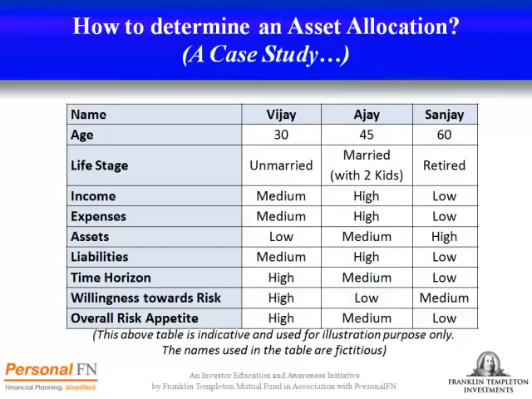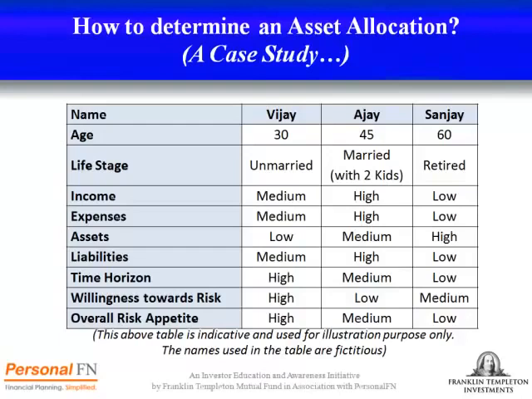Vijay is a 30-year-old unmarried individual, while Ajay is a 45-year-old married person with 2 kids, while Sanjay is a 60-year-old retired individual. Since Vijay is young and has just started earning a few years back, he has only a few assets, but his time horizon is around 20 to 30 years, so his overall risk-taking capability is high. Ajay's income is high, but he also has dependents and liabilities. His time horizon is 10 to 15 years, so his overall risk-taking capability is moderate.